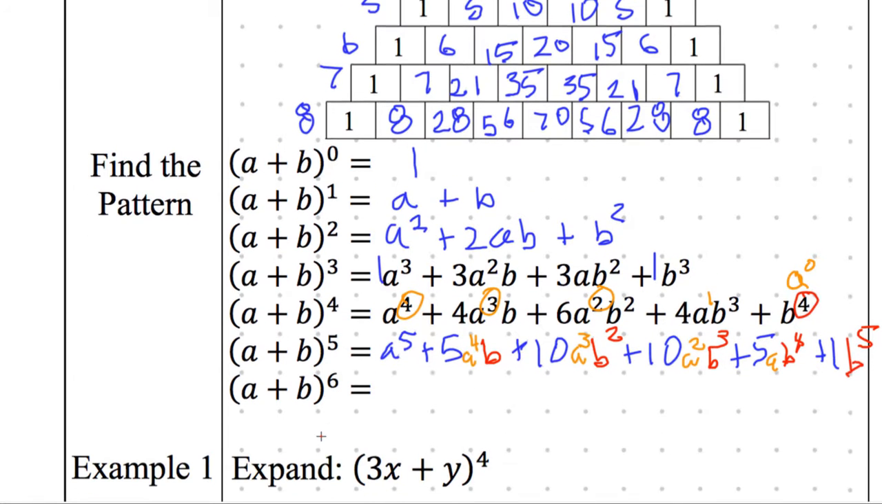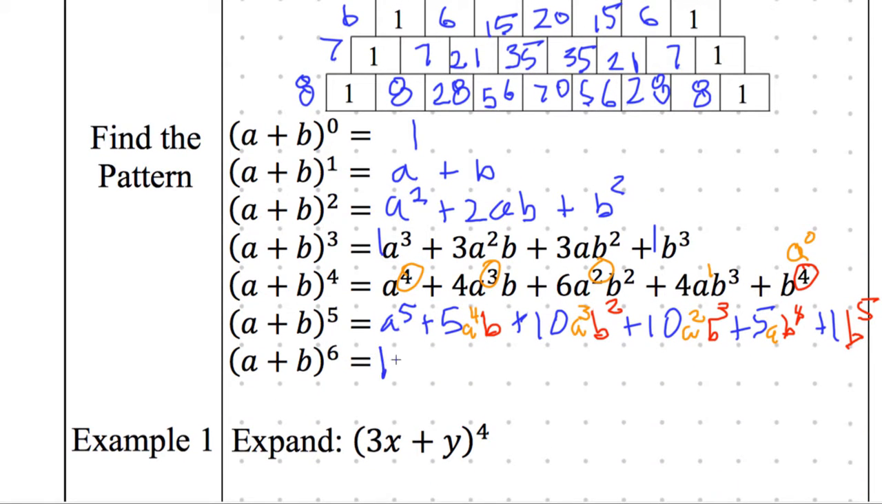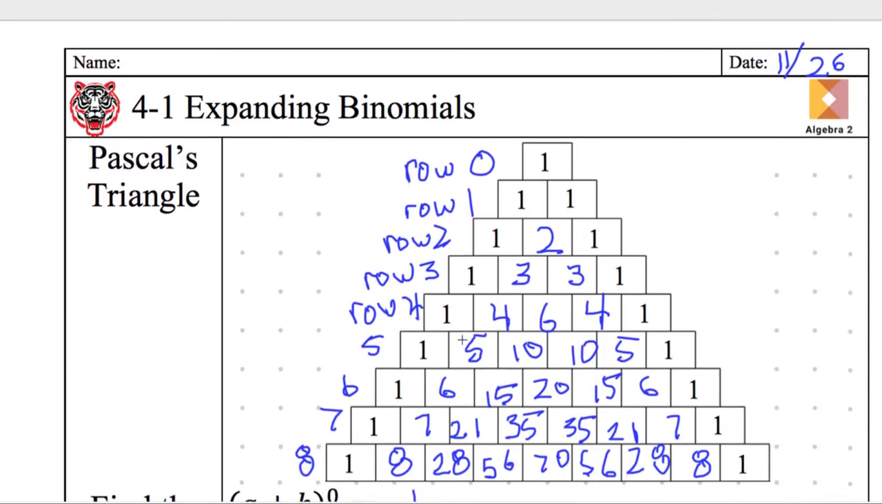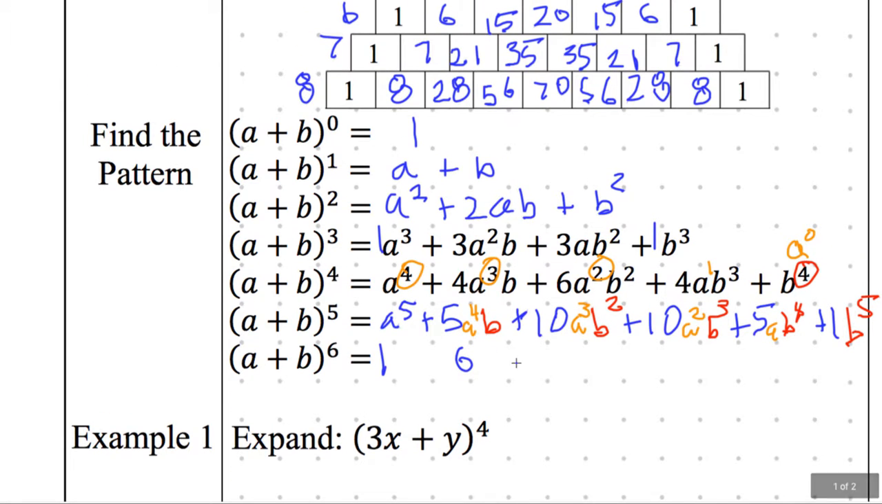Alright, so I did give us 2 lines because this is a long problem. The coefficients for row 6 are 1, 6, 15, 20, 15, 6, 1. Let's go ahead and write those down: 1 plus 6 plus 15 plus 20 plus 15 plus 6 plus 6 plus 1. Alright, those are all my coefficients.